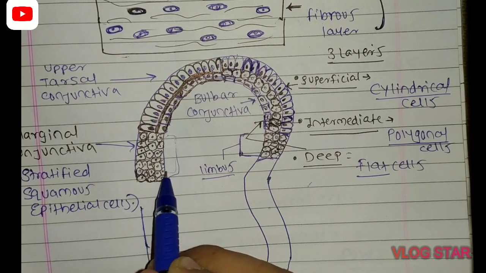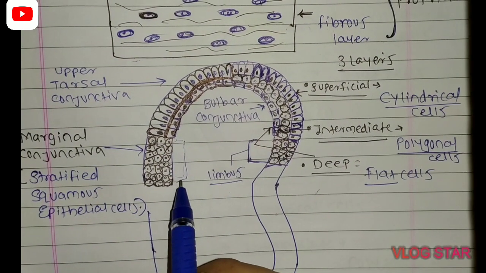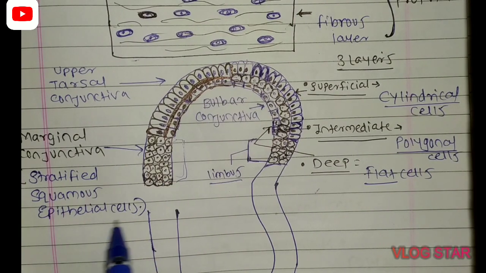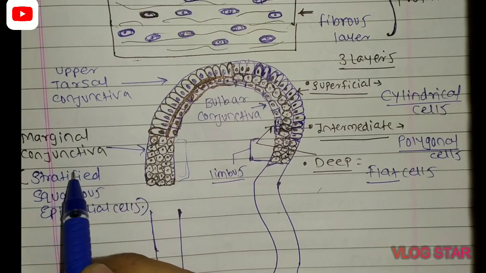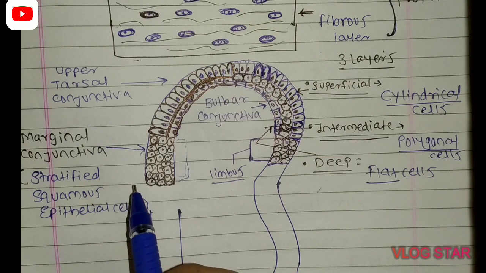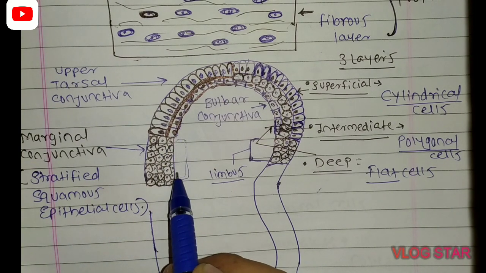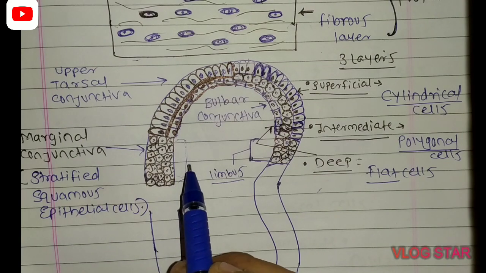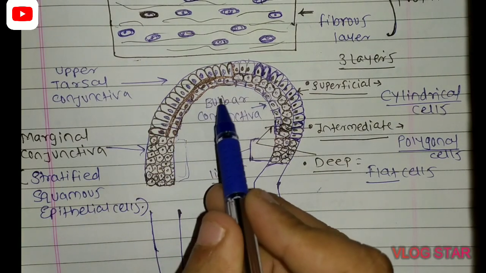So this marginal part of the palpebral conjunctiva is made up of stratified squamous epithelial cells. Then comes the upper tarsal conjunctiva.